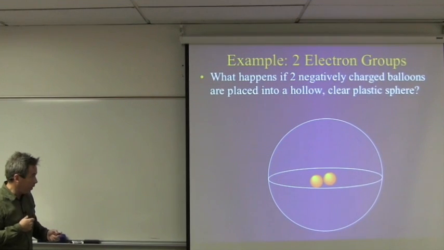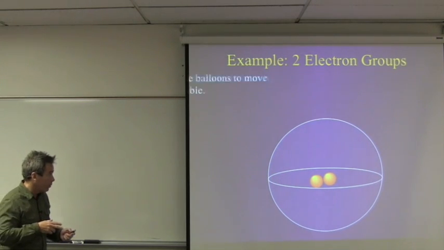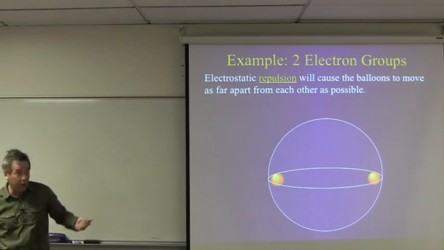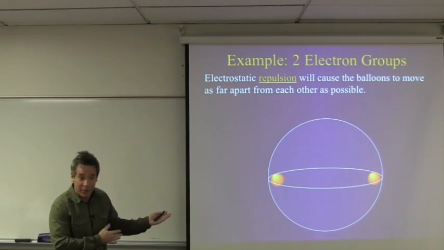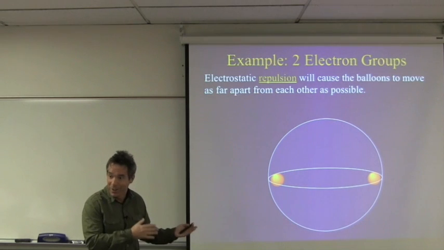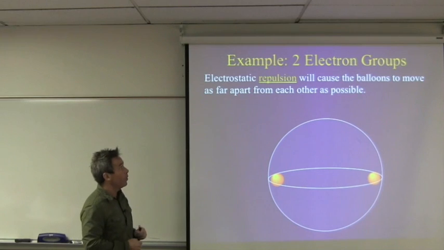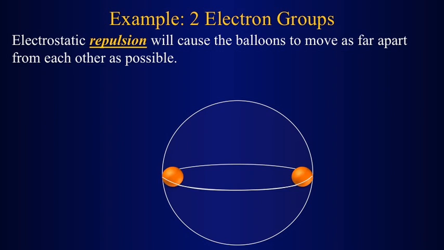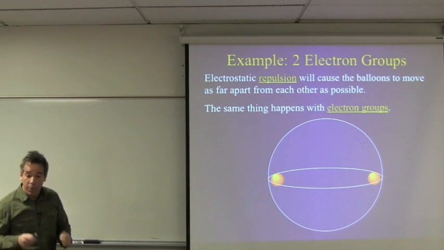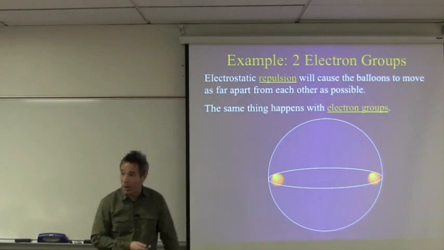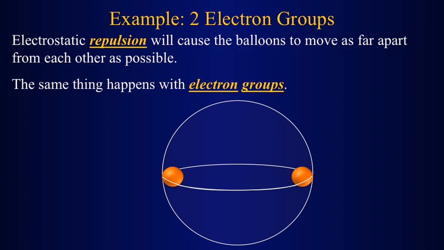All right, let's see if you're right. Let's turn on the charge. Is that what you pictured? Yeah, electrostatic repulsion, right? Valence shell electron pair repulsion theory. Is this really, really hard? Sounds hard, but it's not, right? Electrostatic repulsion causes those balloons to move as far apart from each other as possible. The same thing happens with electron groups. I wanted to keep it something you're familiar with. Now we'll go to something that's a bit more abstract, these electron groups.